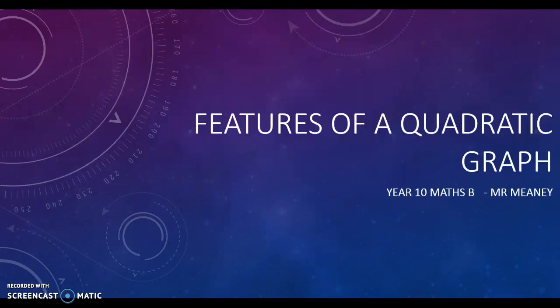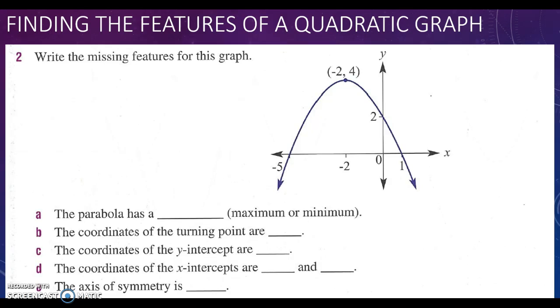Okay, today we're going to look at the features of quadratic graphs and just how to find them. Now there are a few, and here's one example we'll look at. So we're going to look at the missing features. The first thing we're going to do with this quadratic, as you can see, is note the curve shape, which in this instance is an unhappy, like a frown, in the form of a parabola.